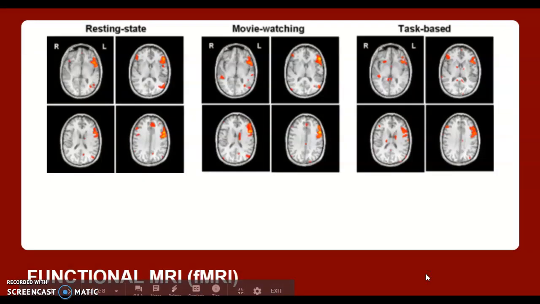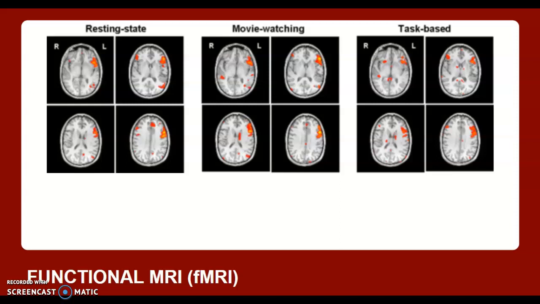Next, we go to the functional MRI. The functional MRI is a functional magnetic resonance imaging, and it's a special type of MRI that measures brain activity by detecting changes in blood flow. When a brain area is more active, it consumes more oxygen, so blood flow increases in that area. An fMRI can reveal which areas of the brain perform specific functions, such as thought, speech, or movement.